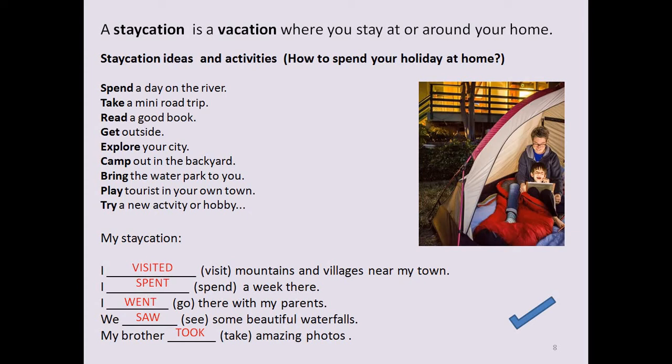Okay, so we used these verbs in the past forms. Koristili smo prošlo vreme opet i od ovih glagola da bismo opisali naš letnji raspust, odnosno odmor koji smo proveli u zemlji, odnosno u gradu ili okolini našeg grada. Ovo su neke od ideja šta sve možemo da radimo tokom raspusta koji provodimo u sopstvenom gradu ili u blizini grada.